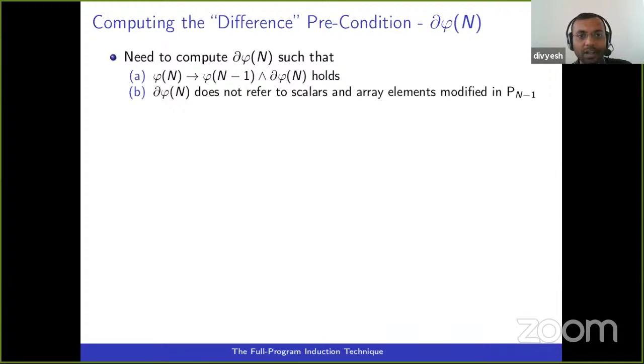I'll briefly touch upon the method for computing these components, the difference precondition and the difference program. Computing the difference precondition requires that we satisfy these two conditions. That is, the difference precondition in conjunction with the precondition of the induction hypothesis is implied by the original precondition. That is, your conjuncted pre is weaker than whatever precondition that you started with. And the difference precondition is not impacted by the computation of P[n-1].